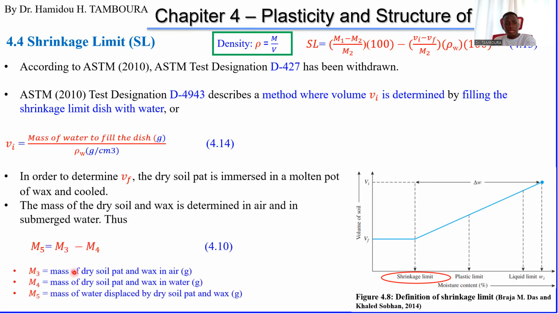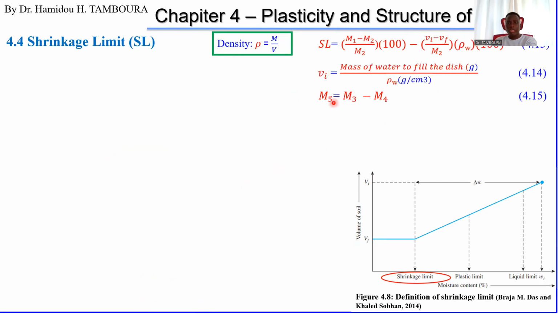submerged in water. Then with M5 being the mass of water displaced by the dry soil and the wax, if you take M3, mass of dry soil and wax in air, minus the mass of dry soil and wax in water, you will obtain the mass of water displaced by the dry soil and wax. We keep this formula also here.